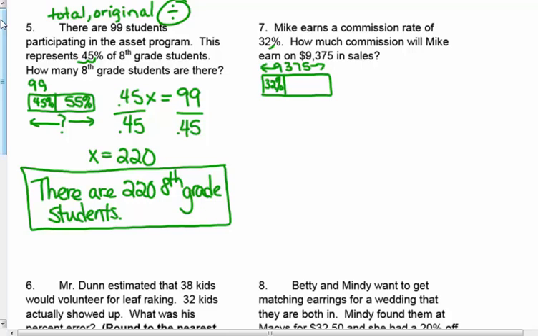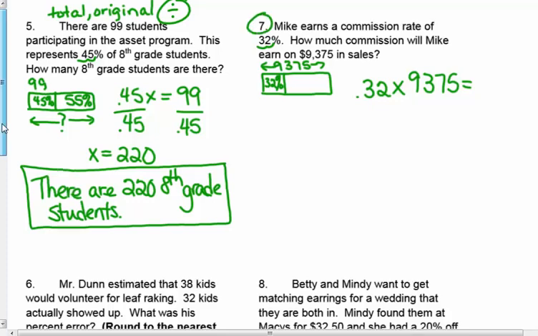So changing my percent to a decimal, I get 32 hundredths times 9,375. Then I'm going to let you finish that equation there. Go ahead and use your calculators, solve that, and write a SABLE for this answer. Put this in a full sentence, number 7. So I'm going to let you finish this one on your own. So pause the video and finish that question.